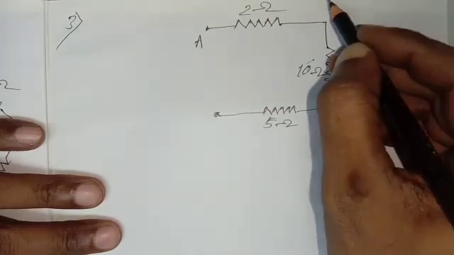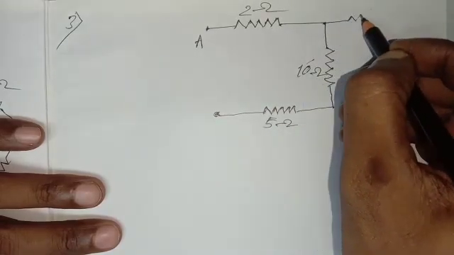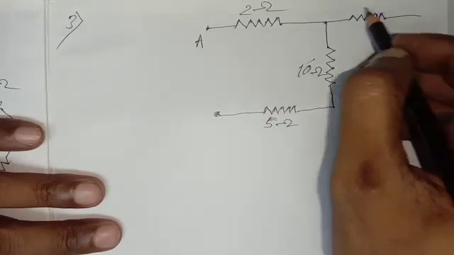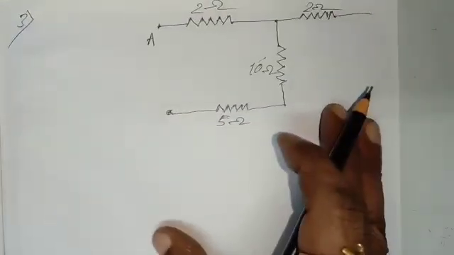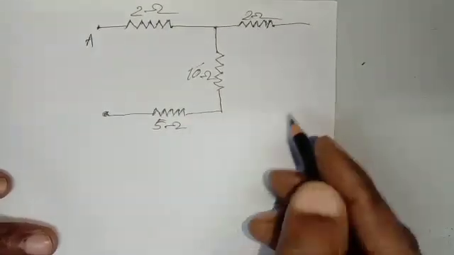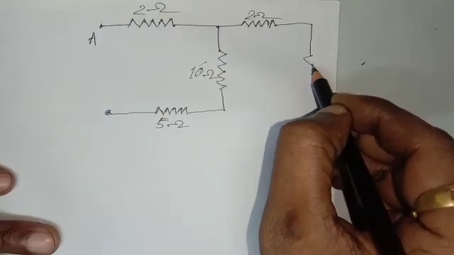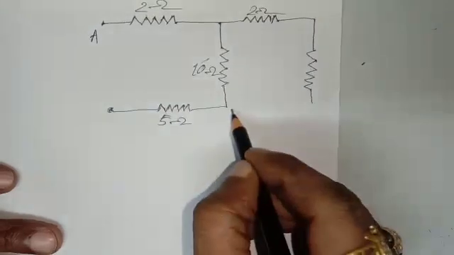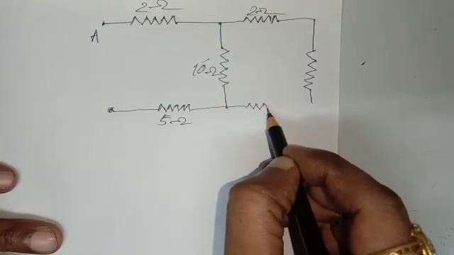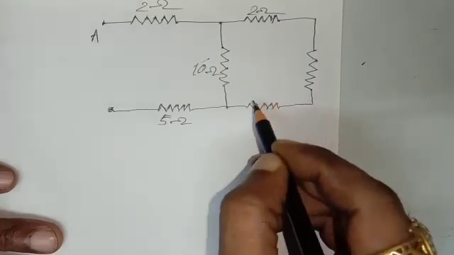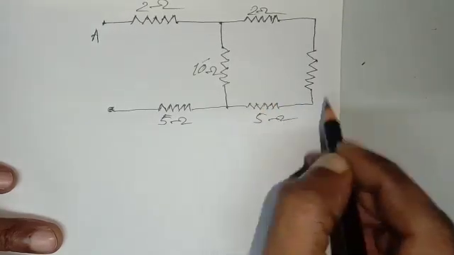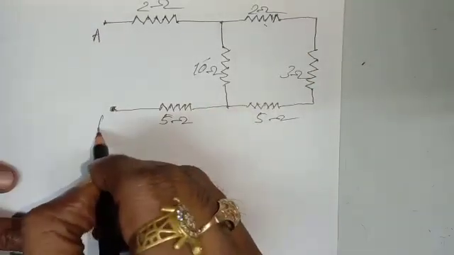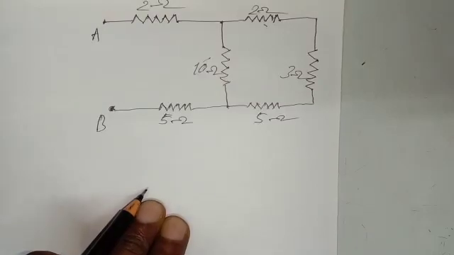And here one resistor is given, this one is 2 ohm. And another resistor is also given here, like this. This one is 5 ohm, this one 2 ohm and this is 3 ohm. And your end points are A and B. You have to find the equivalent resistance between A and B.